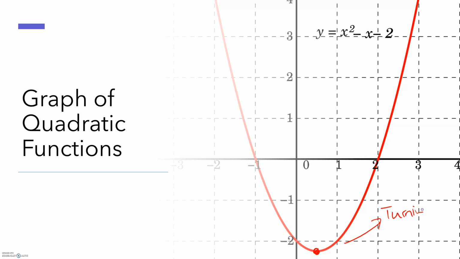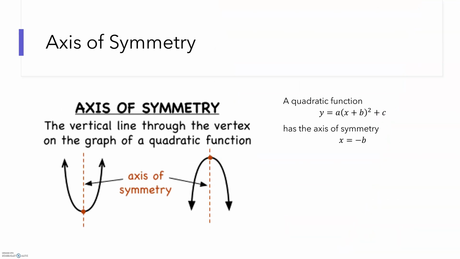So the turning point means the graph initially goes all the way down and then starts to go up. So the direction of the line starts to change. And this is the idea of the turning point. Now, the turning point is also known as the vertex. They mean the same thing.